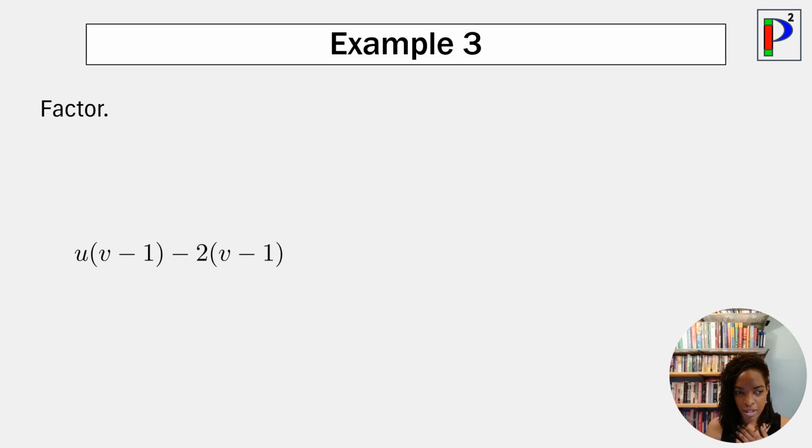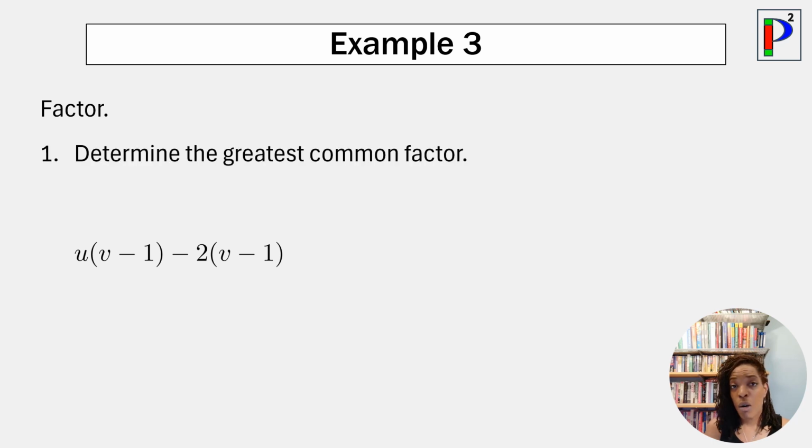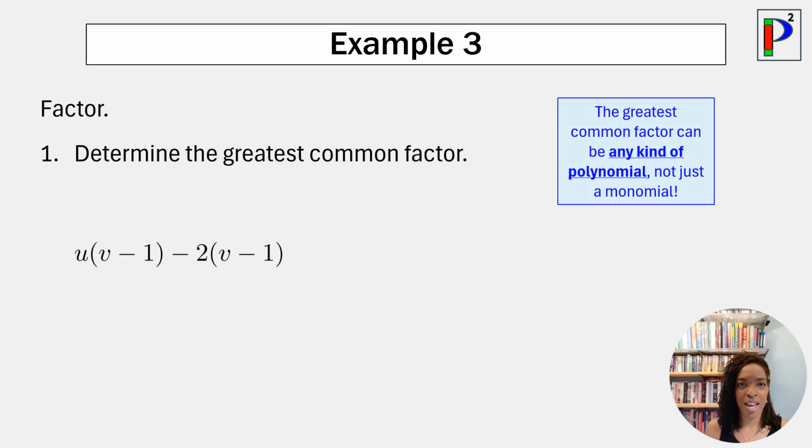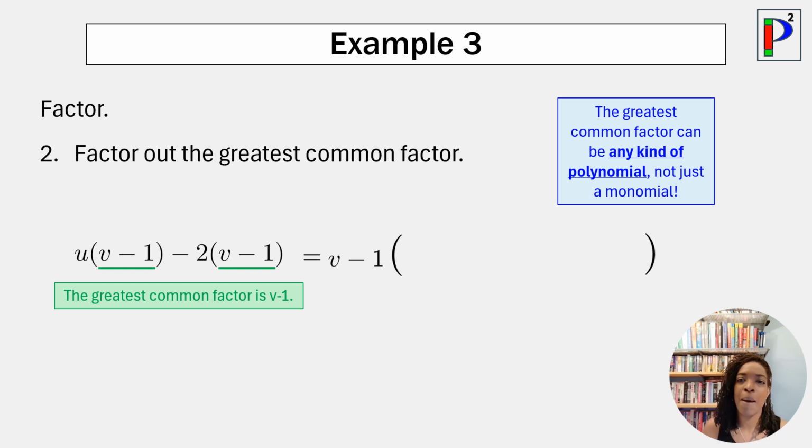Let's say I need to factor this expression. It looks a little different, right? Same idea. We always start by identifying our greatest common factor, and that's the key to this particular problem. In this case, it's a binomial. Okay, remember, our GCF does not have to be a monomial. Can you see what it is? Excellent. The greatest common factor is v minus 1.